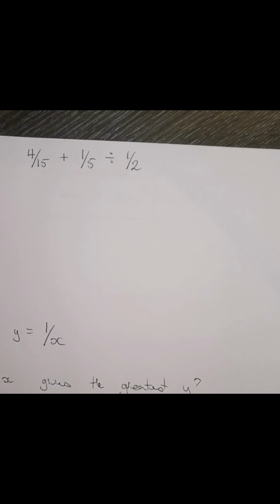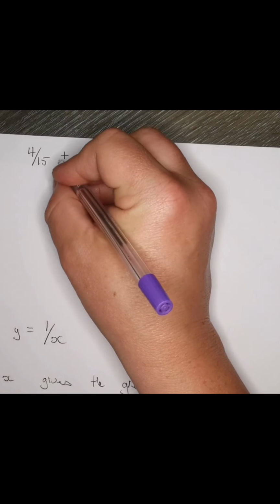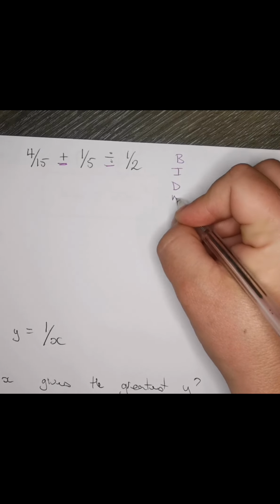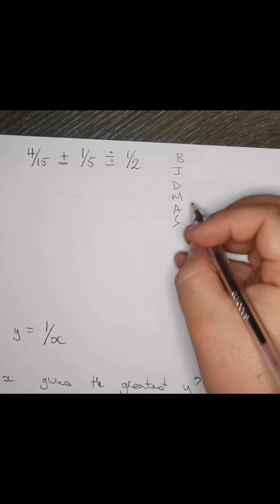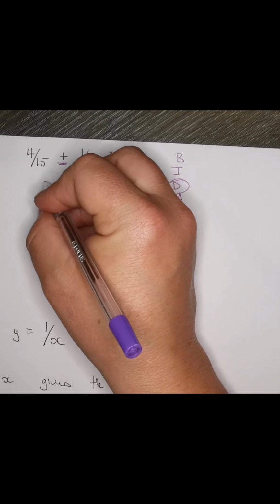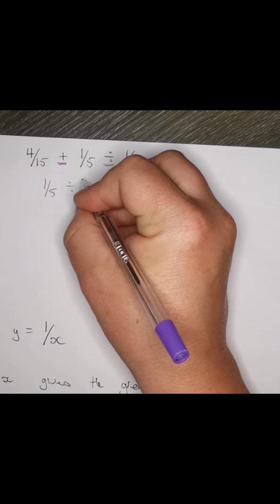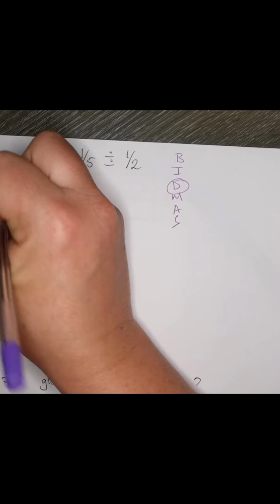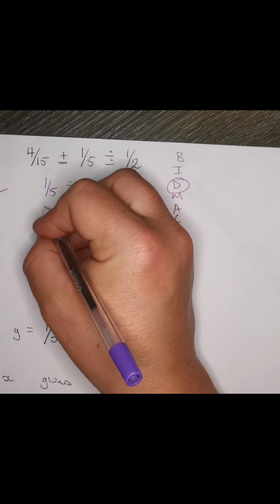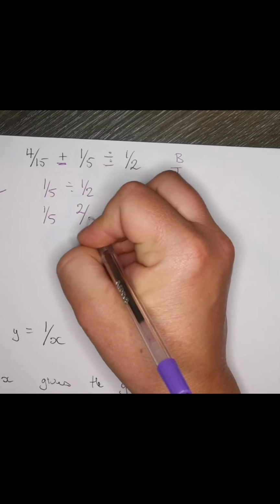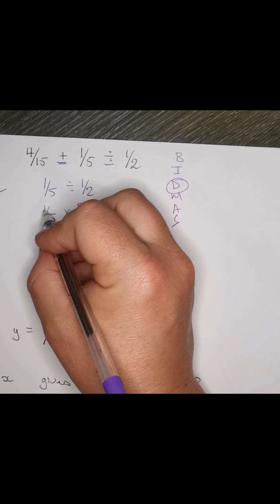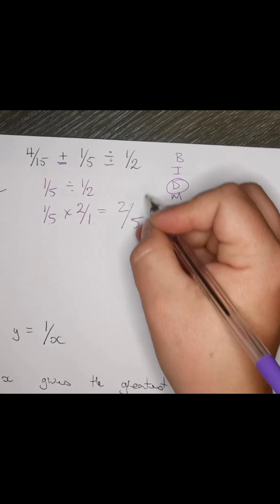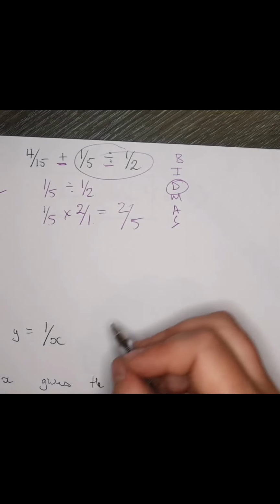Right, 23, I've got some fractions. I've got an add and I've got a divide, so this is definitely a BIDMAS question. So I'm going to do my divide first. So a fifth divided by a half. When I'm dividing fractions, KFC: keep, flip, change. So keep, flip, and change. 1 times 2 is 2. 5 times 1 is 5. So that's that bit done.